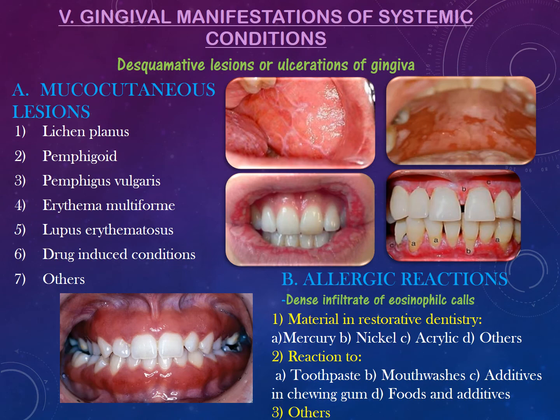Next, moving on to the gingival manifestations of systemic conditions. They appear as desquamative lesions or ulcerations of gingiva. They involve mucocutaneous lesions and allergic reactions.